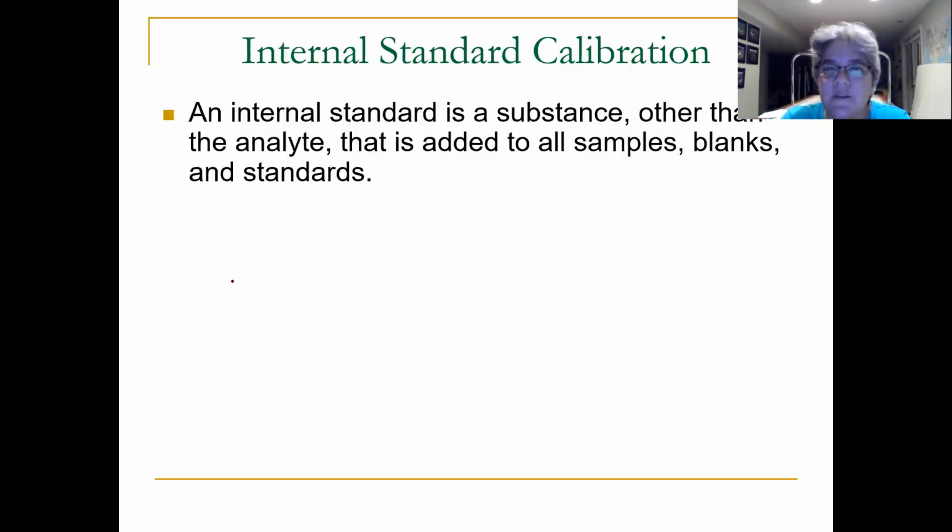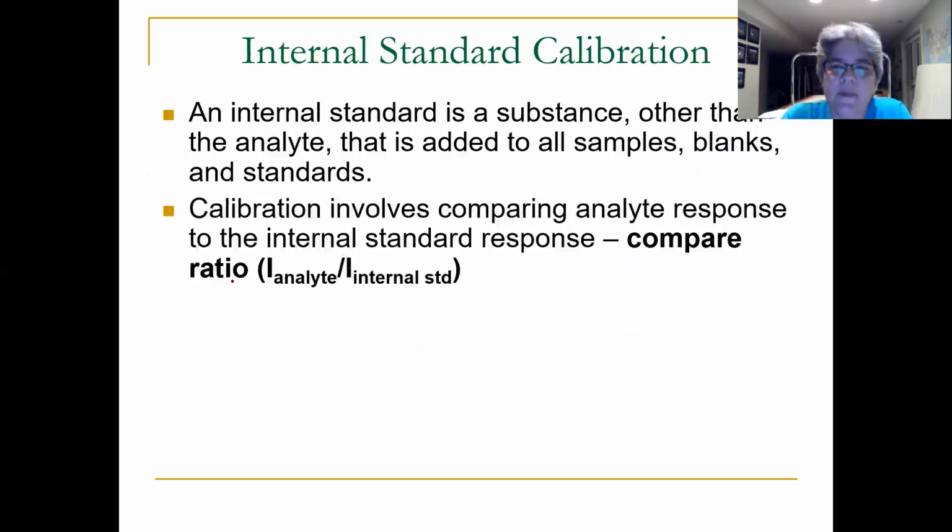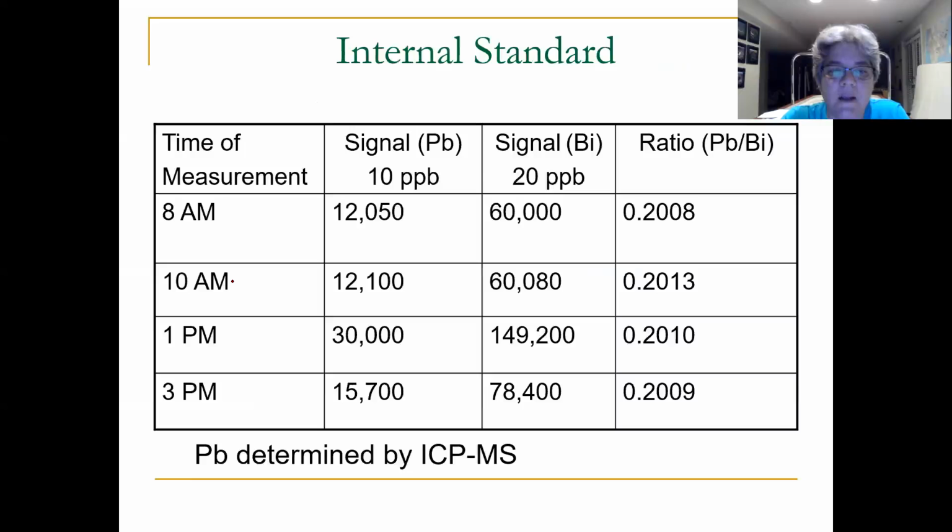All right, one other special kind of calibration method we have to look at is called the internal standard. This one's a little bit different. You're going to find some other standard, an outside standard, that you're going to add to your sample, to your blanks, and to your standards. And then you're going to compare a ratio of your analyte signal to the internal standard signal. We'll come back and talk about why, but let me show you the problem, and then it'll be a little bit clearer.